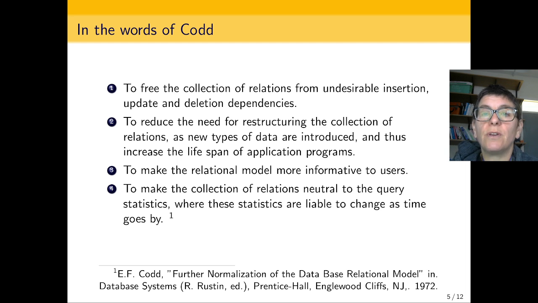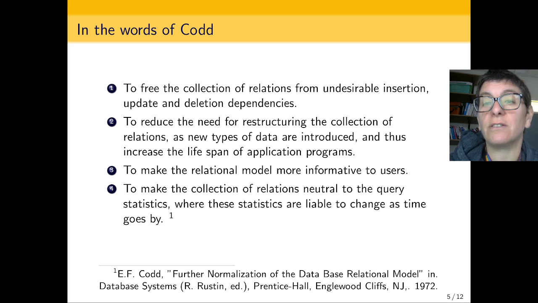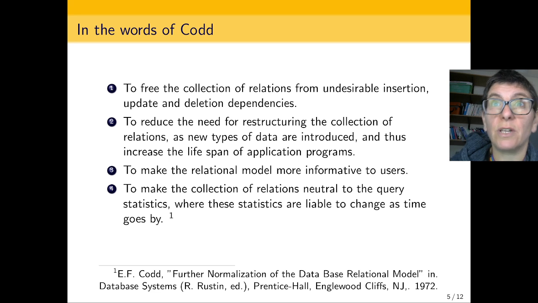This is a quote from E.F. Codd's paper on normalisation, which was written in 1972, which is quite a long time ago now. And this is, in Codd's words, why we do normalisation. Remember, we're talking about relations here, so a relation might look a bit like a table. But what we're doing is we've got a collection of relations rather than a set of tables. And that's because relations have various properties that we talked about last week.